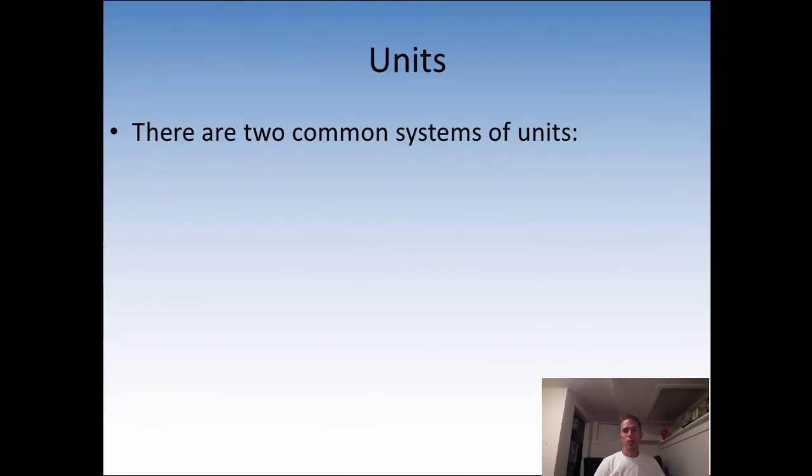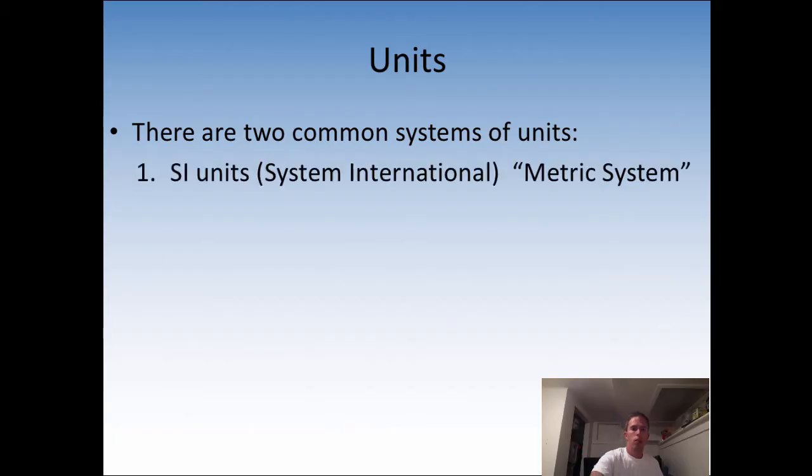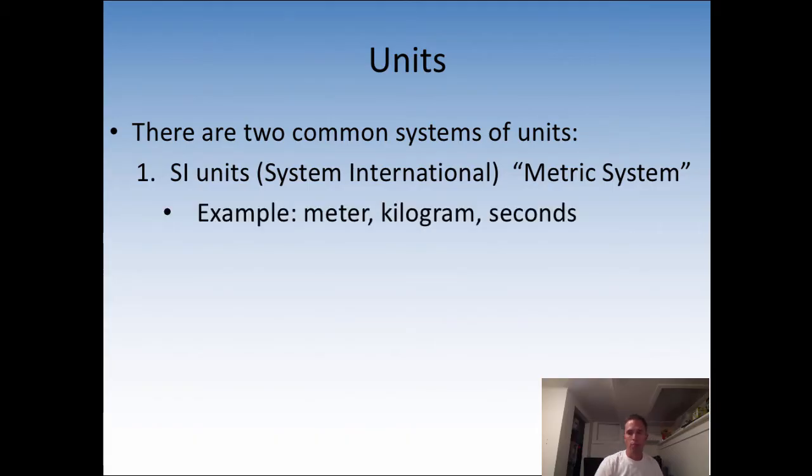There are two common systems of units. One is called the SI units. SI is short for System International. Otherwise, people call it the metric system, so I'll just refer to it as the metric system from now on. An example of metric system units are a meter, which measures length, a kilogram, which measures mass, how much matter it has, and seconds is the unit for time.